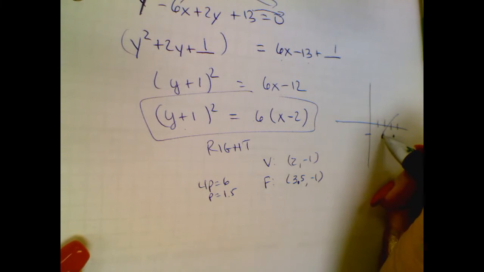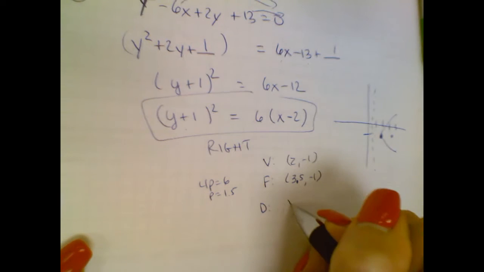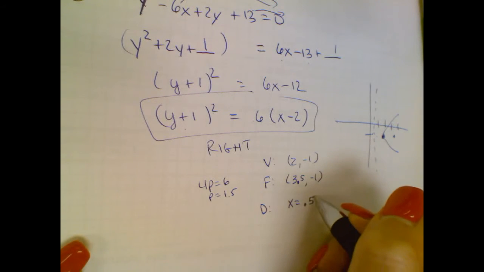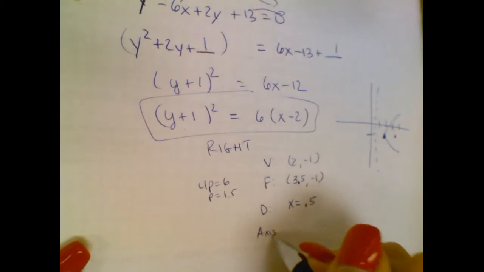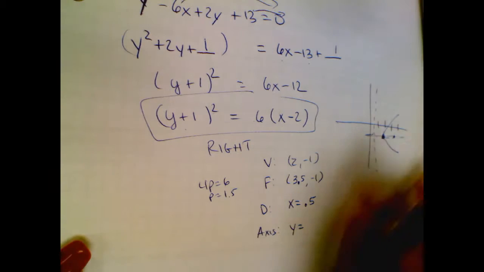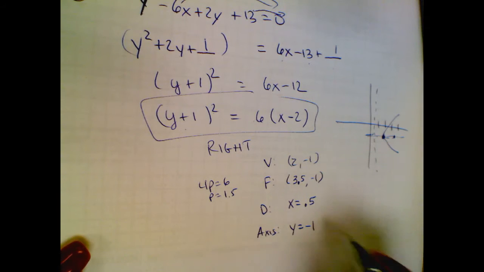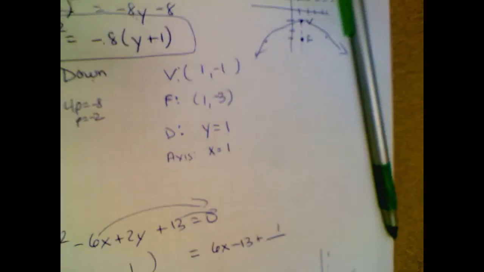And we're going to go 1 1/2 to the left. And we're going to draw a line. So it looks like the directrix is the line x equals 1/2. And your axis is y equals this line right here, which looks like y equals -1. And that's it.